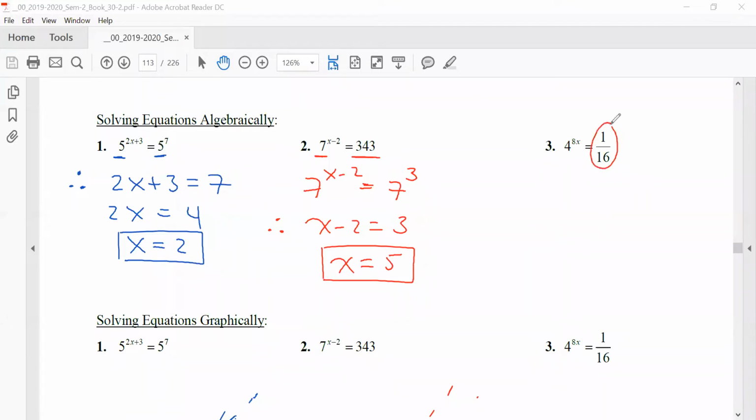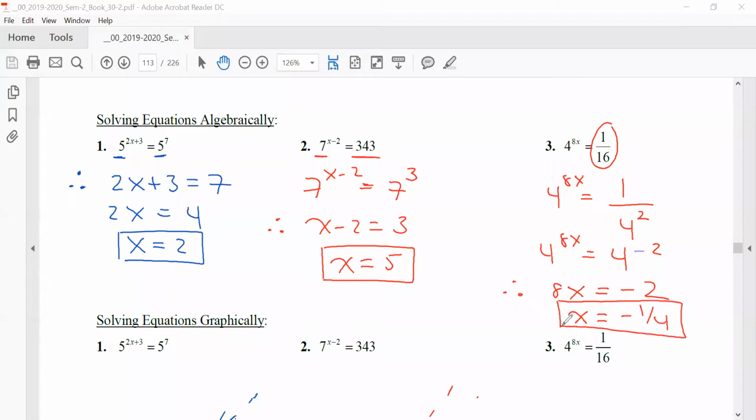Again, as soon as I start seeing fractions like this, I'm probably going to have to get whatever is in the denominator into the numerator. Well, 16 is 1 over 4 squared. So to get that into the numerator, I change the sign on my exponent to a negative, right? And now again, since my bases are the same, my exponents are equal, and I can solve.